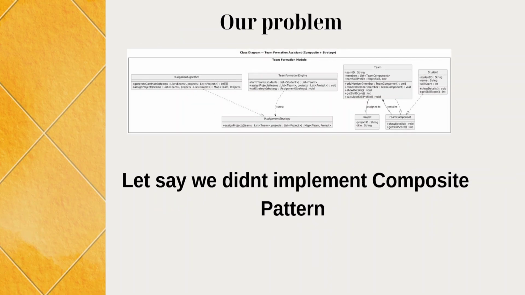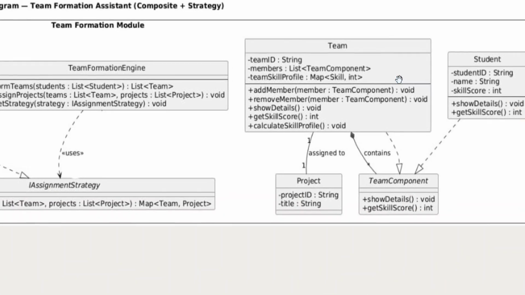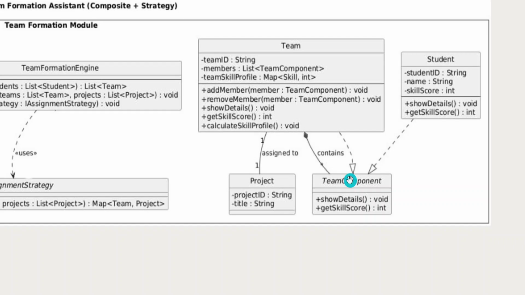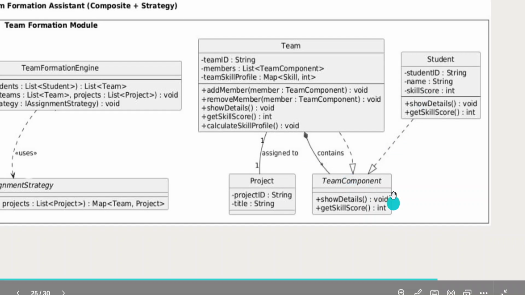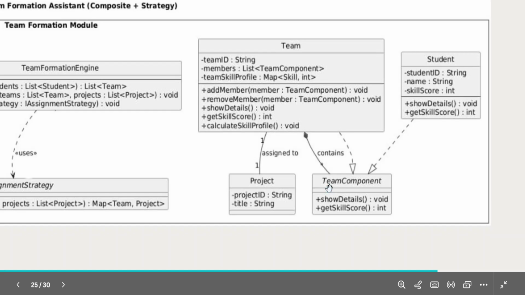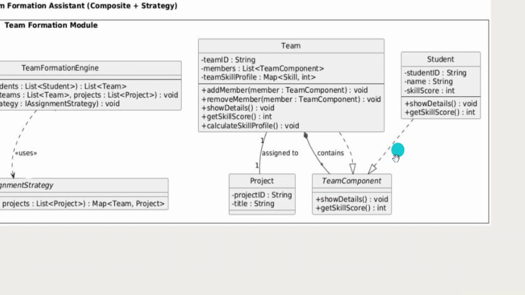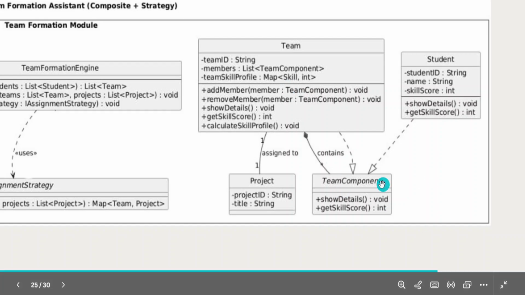Okay, so now let's see our problem, what problem we are incurring in our system. In our system, we can see that we have a team, and then we have this team component and this student. This team component is nothing but an interface between team and student, and both the student class and team class implement this team component.